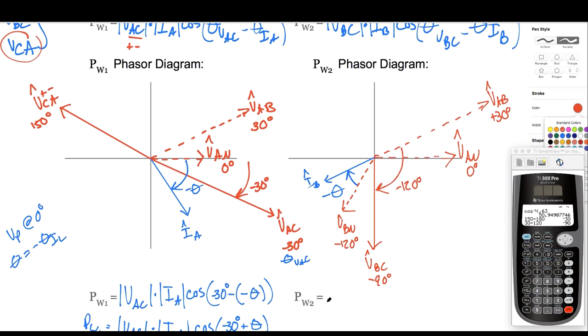Let's start expanding that formula. We've got, just looking from the top, VBC magnitude times IB magnitude times cosine. What's the angle of VBC? Angle of VBC, it's right here, right? This is theta VBC. We got minus 90 degrees. I've got a minus sign again.